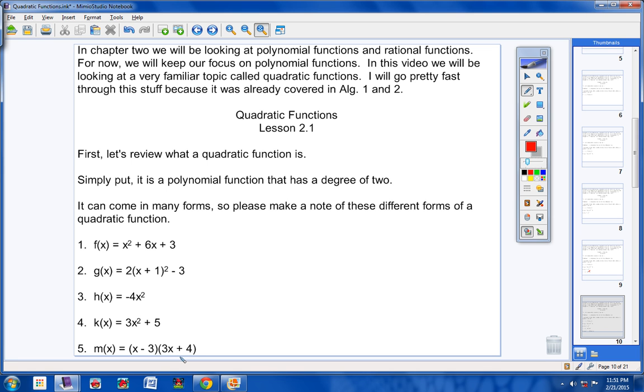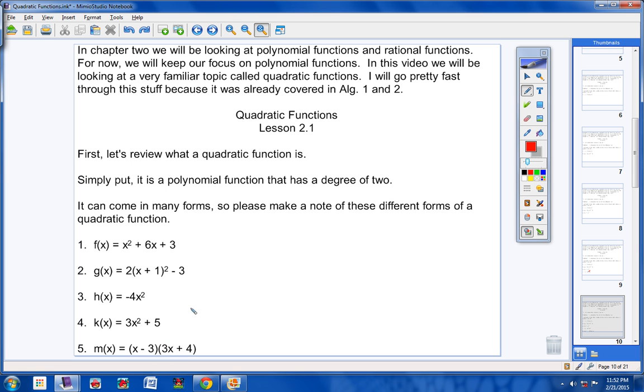How do I know that? Well, because you have two sets of parentheses, and the degree or the power of each of your variables is 1. Anytime you have a first degree polynomial in a parentheses times a linear polynomial in a second parentheses, when you multiply that out, you'll get a quadratic.